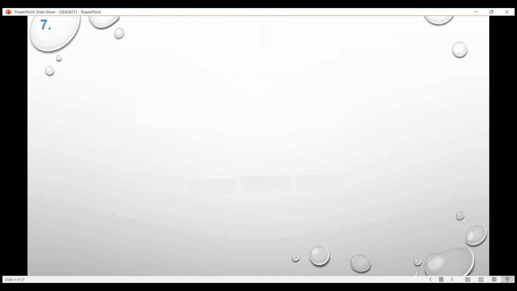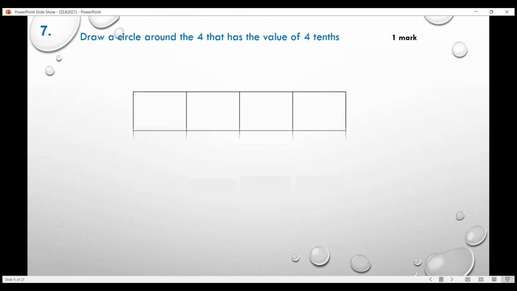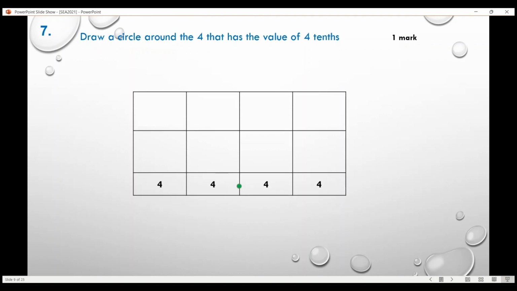Go on to the next question now, number 7. Draw a circle around the 4 that has a value of 4 tenths. So if we consider here, the question actually says 44.44. So we have to circle which 4 has the value of 4 tenths. So this is a place value question looking at the idea of values. So let's remember, because of the decimal point, that 4 to the left of the point indicates it's a whole or ones.